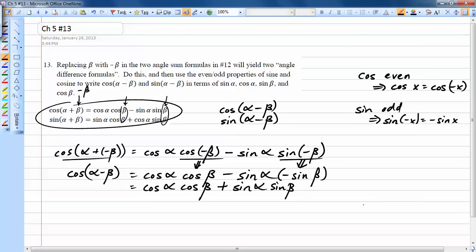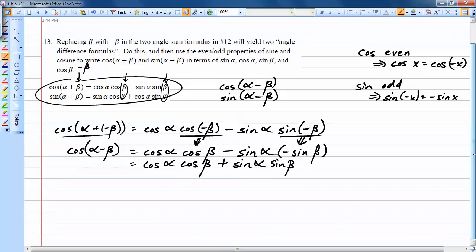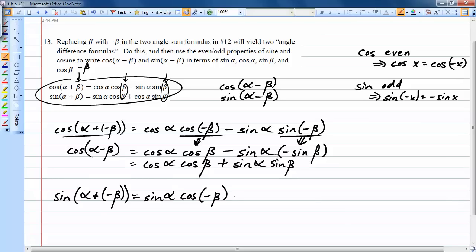That's about as far as you can go with that. If I use the sine one, I've got sine alpha, and instead of plus beta, I'm going to say plus negative beta, and that's going to equal sine of alpha, and then instead of cosine beta, it's cosine negative beta now, plus cos alpha, and then instead of sine beta, it's sine negative beta. Now I'll just use the odd and even properties again.